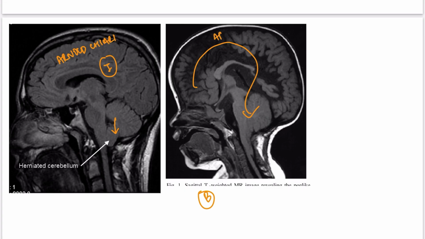And in Arnold-Chiari type 2, you see that the entire brain parenchyma is as if it is sliding down. Right? So this completes our posterior fossa malformation. Remember Dandy-Walker as well as Arnold-Chiari malformation.